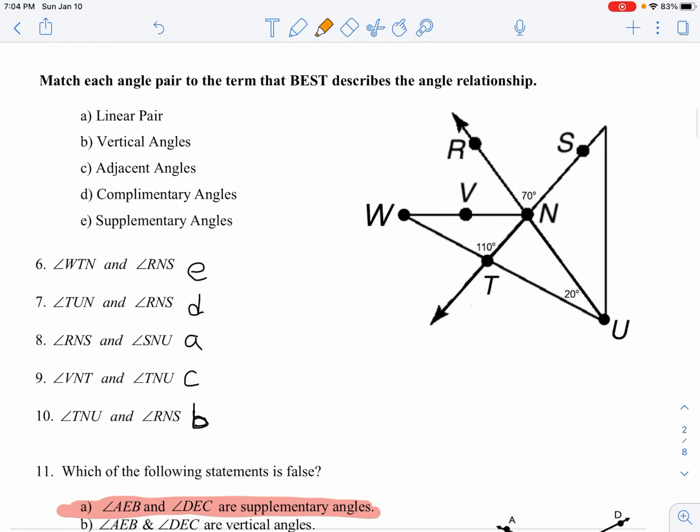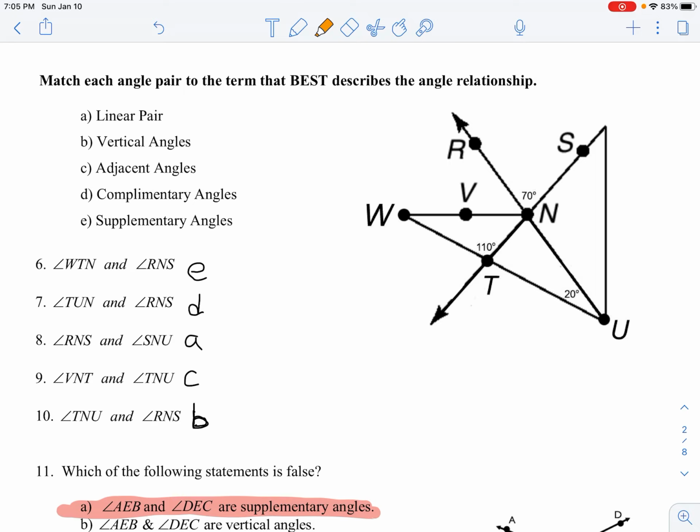As you can see, I've already got the answers written down for the next problem here. First of all, we're just going to go through them. So WTN, W to T to N, that's right here, that angle. And then RNS is right there. So those are our two angles. I can look at both of those measures. One's 110 and the other one is 70. Those add up to 180, which would make those supplementary angles.